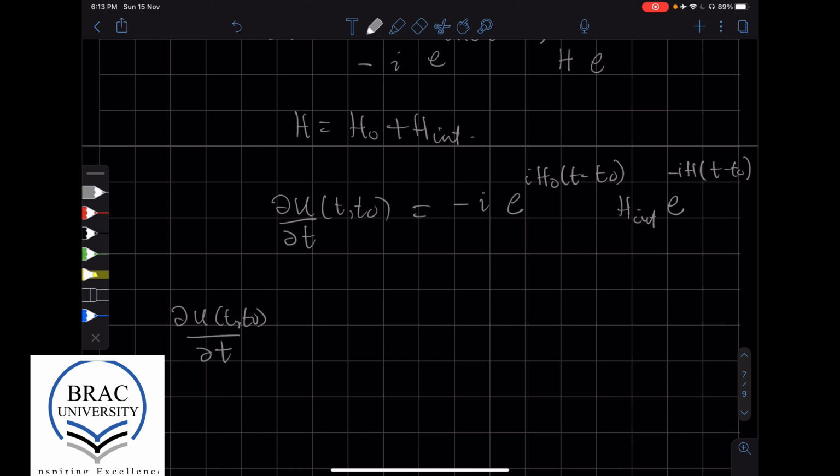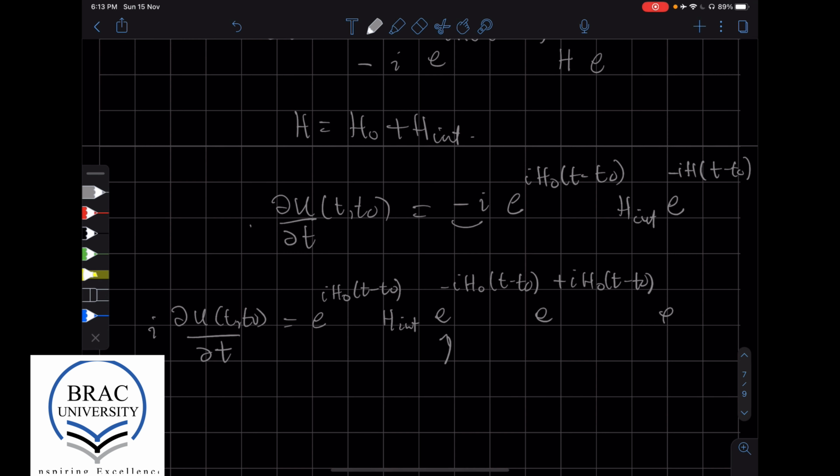The first two terms remain the same. But minus i can be moved over to the other side, so this becomes a plus i. And then I have e to the power i H0 (t minus t0) H int e to the power minus i H0 (t minus t0). This is a new factor, so to cancel it, I have to insert e to the power plus i H0 (t minus t0), and I have e to the power minus i H (t minus t0).